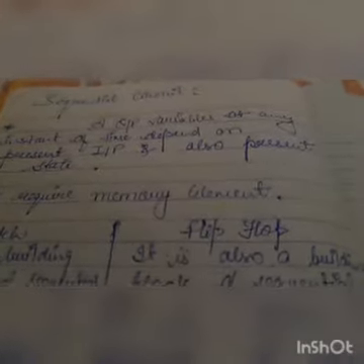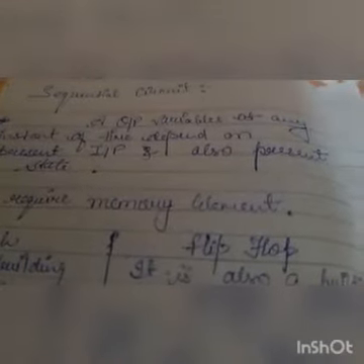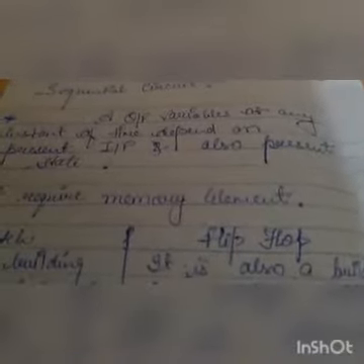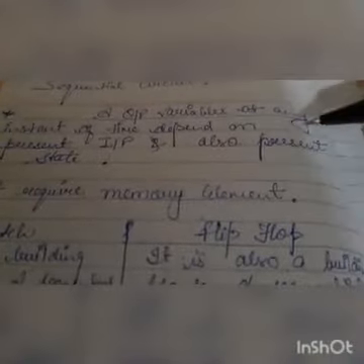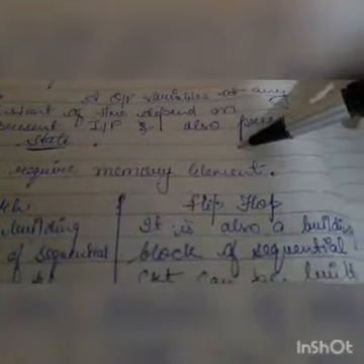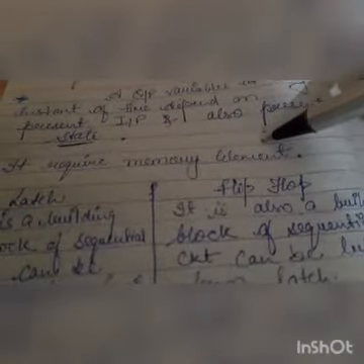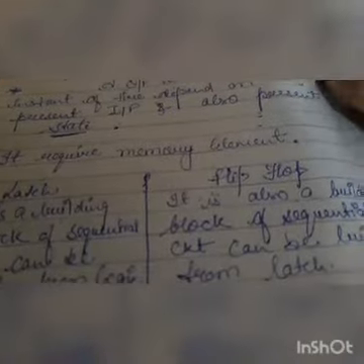Today we will study a sequential circuit. Sequential circuit means the output variables at any instant of time depend on the present input and also the present state. Okay, a sequential circuit depends on the input also and the state also. And it has a memory element.